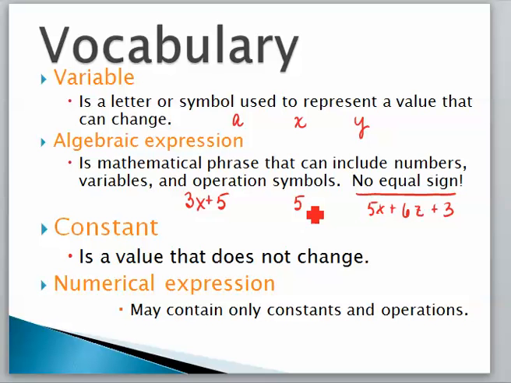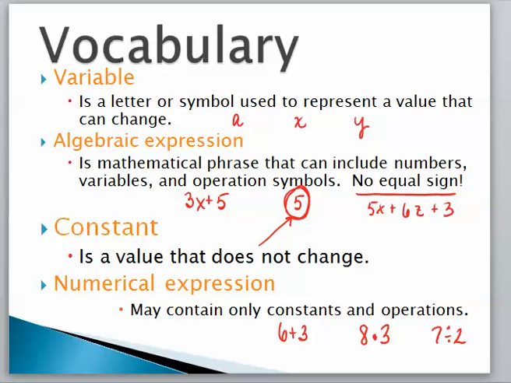The next term is constant. A constant is a value that does not change. This is not only an algebraic expression, but it's also a constant. So I would refer to this as a constant more than I would an algebraic expression, but it does fit both. And then a numeric expression may contain only constants and operations, so no variables. So things like 6 plus 3, or 8 times 3, or 7 divided by 2, all of those have constants, but there's operation signs between them.